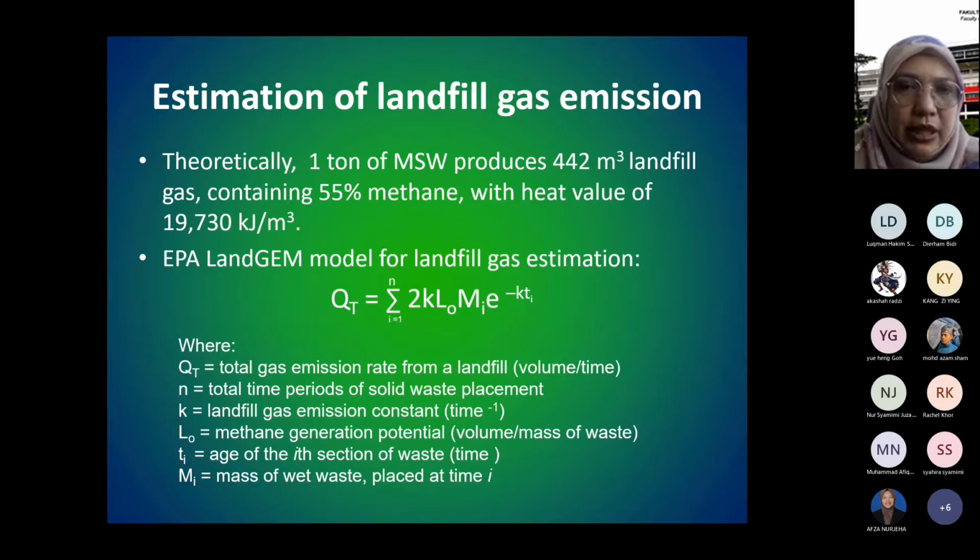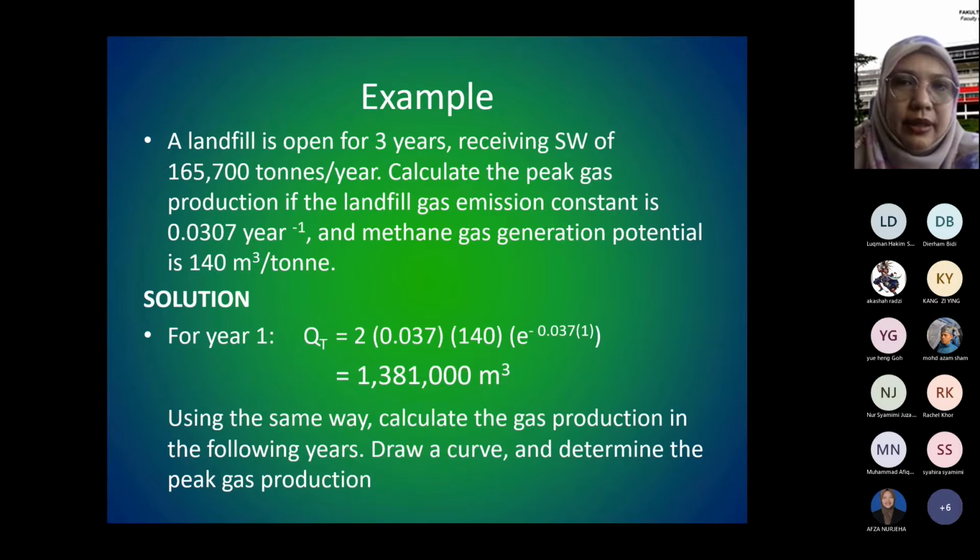Okay, so this is one of the methods of landfill gas estimation, using EPA LandGEM. You can download this software for free. It can estimate the total gas emission rate from a landfill based on the total period of solid waste placement, how long the waste has been placed at the landfill, methane generation potential, the age of the section of the waste, and the mass of the wet waste. So it can estimate the amount of methane gas being released. From the textbook as well, there is an example and solution for estimating the gases from a landfill. I think you can refer to that in the textbook.